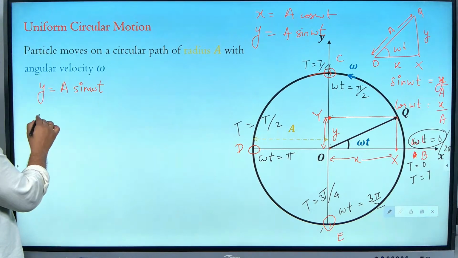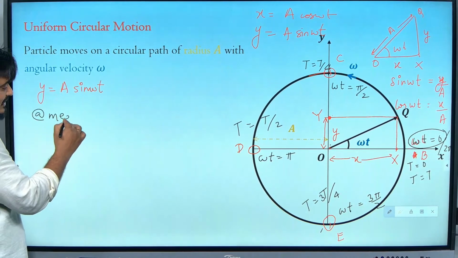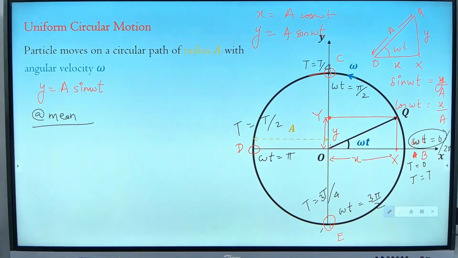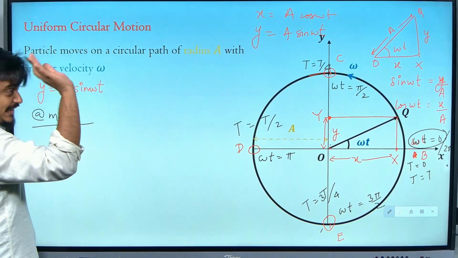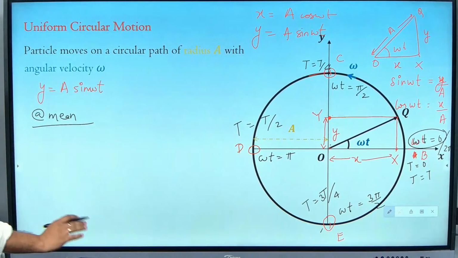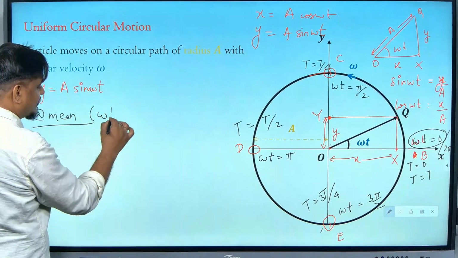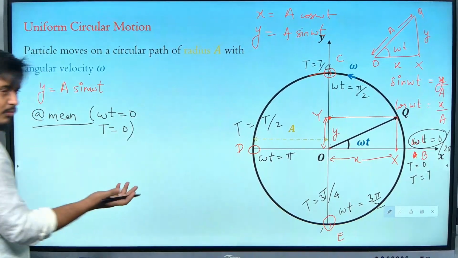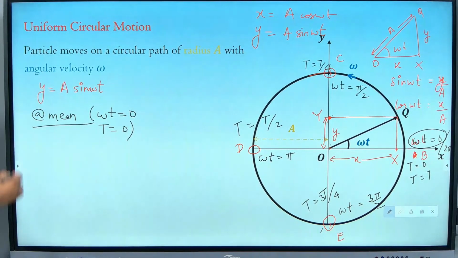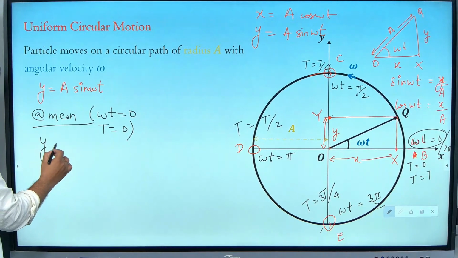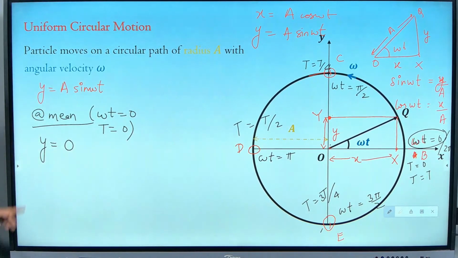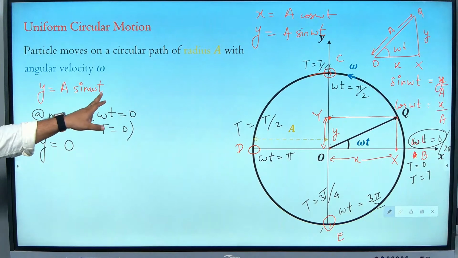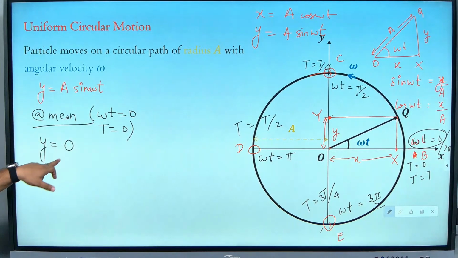Okay, so at mean, in this case I am taking the y case. At mean it means you can write omega t is 0 or you can write t is equal to 0, both you can write. In this kind of scenario, what will be y? Y will also become equal to 0. How did it come, do you understand? Because a sine omega t is 0, sine 0 is 0, so y became 0. Understanding? I hope you are understanding.